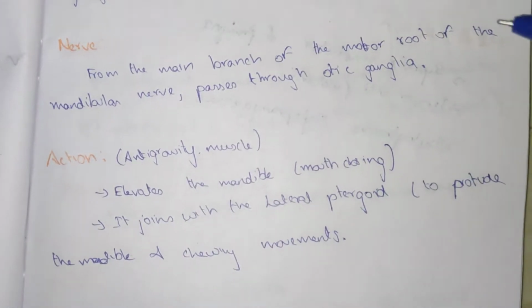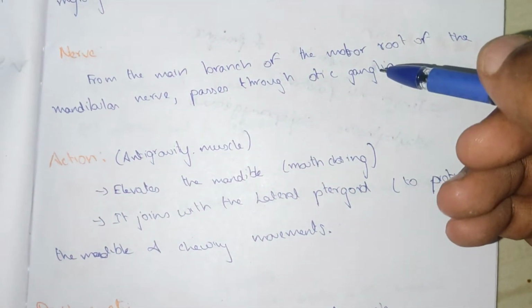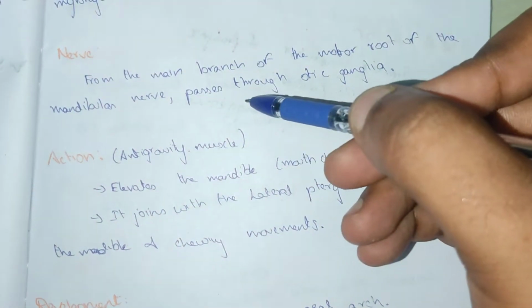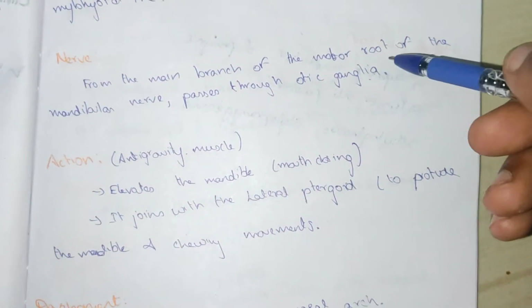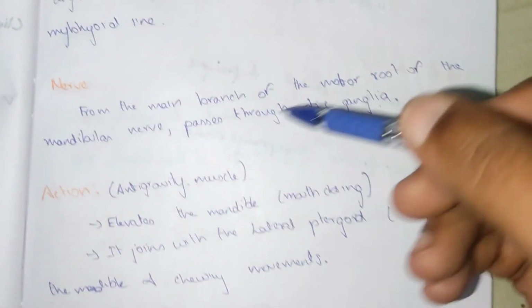Nerve supply: from the main trunk of the mandibular nerve, the motor root passes through the otic ganglion. The mandibular nerve supplies it, which is a branch of the trigeminal nerve.